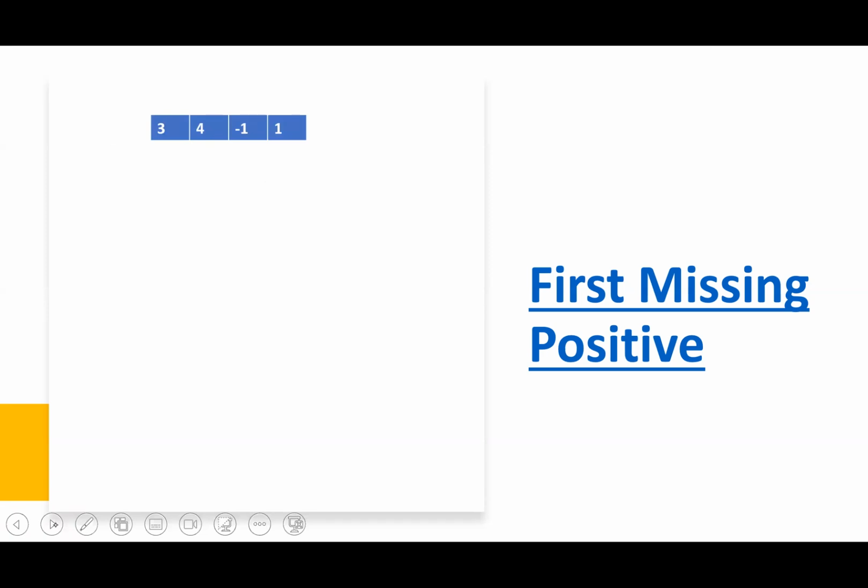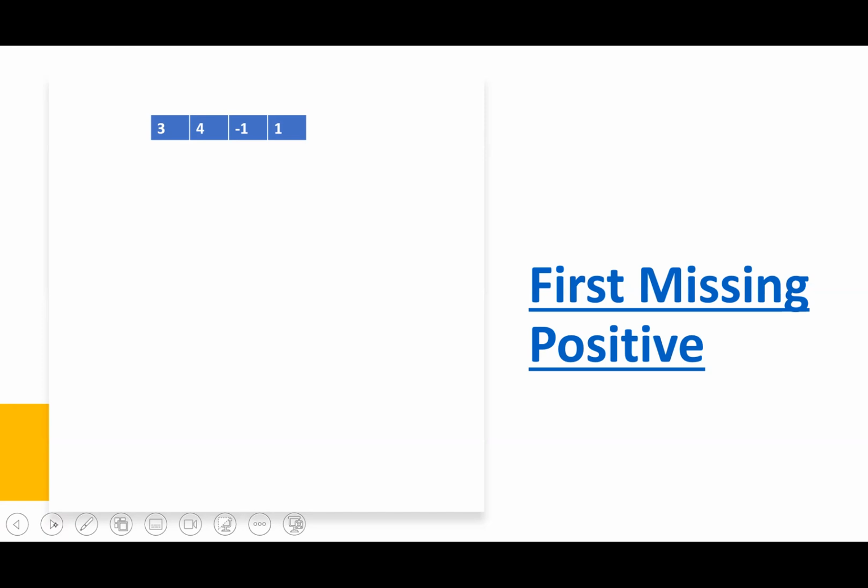Let's take an example of an array which contains 4 elements. The first element is 3, the second number is 4, the third one is -1, and the fourth one is 1. First of all, we have to identify the first missing positive integer.